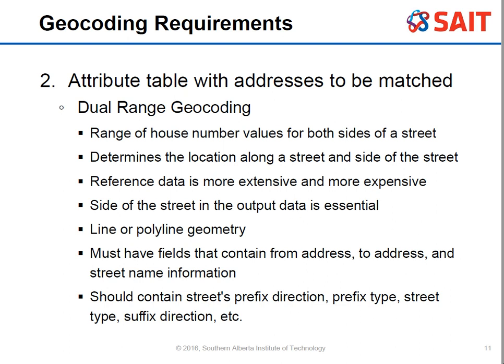With this one, it's a lot more expensive and a lot more extensive, so we really need to define what's going on with that data. The side of the street is essential, so we need to know whether it's on the left or right, north or south. That's really important. We also need line or polyline geometry as well, because it's going to run along that line. And you need the same information: the from address, the to address, and the street name, and it should have those prefixes or street type, etc., to be able to match properly.